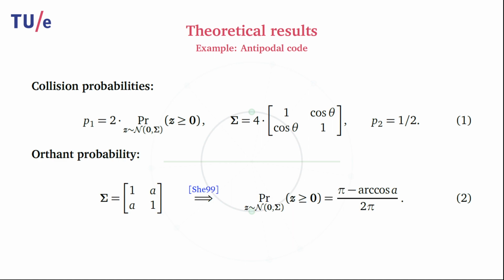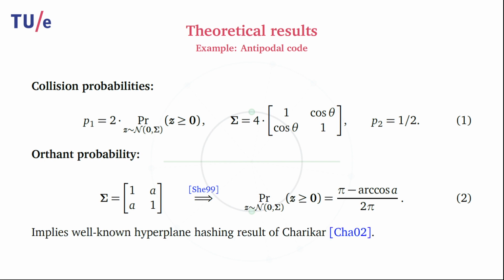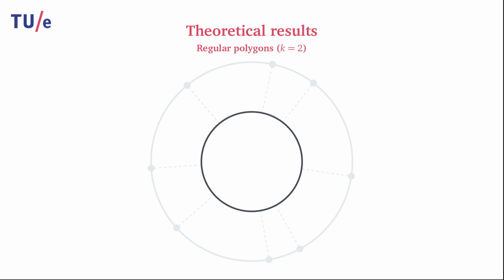And there's this ancient result from the 19th century, actually from 1899, from Sheppard, which says that if sigma is of this form, like 1, a, a, 1, for some parameter a, then the probability that such a multivariate Gaussian lies in the positive quadrant is (pi minus arccosine of a) over 2 pi. And this gives you the well-known hyperplane hashing result of Charikar from 2002. But actually, this analysis dates back to already 1899. It's a pretty old result. Kind of neat. Okay, so that's what you get in one dimension.